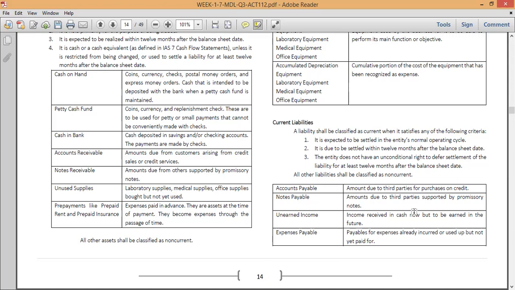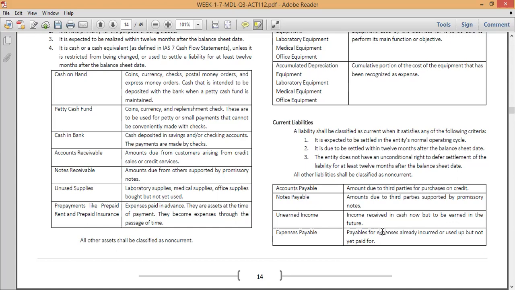The next, unearned income. So, income received in cash now, but to be earned in the future. 'Di ba? So, yun po, yung mga hindi pa natin na-receive na cash. So, yung mga possible nito, kunwari, nag-invest ka. Syempre, hindi naman automatic, bibigay nila yung kinita mo. So, consider siya as your liabilities.